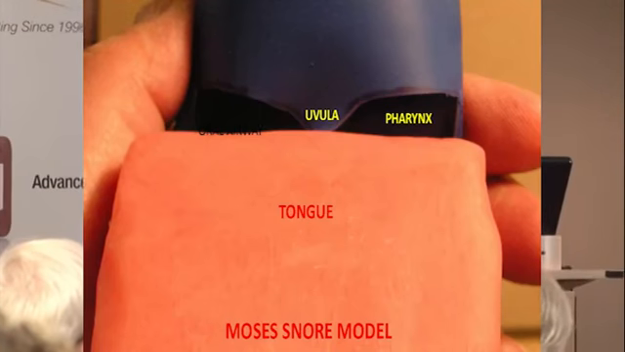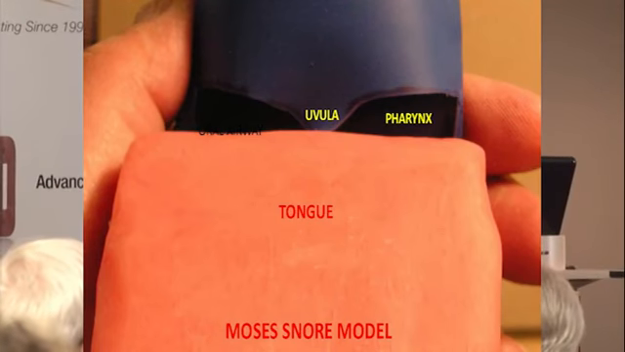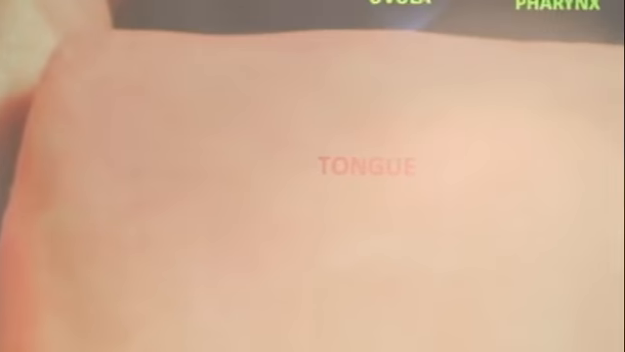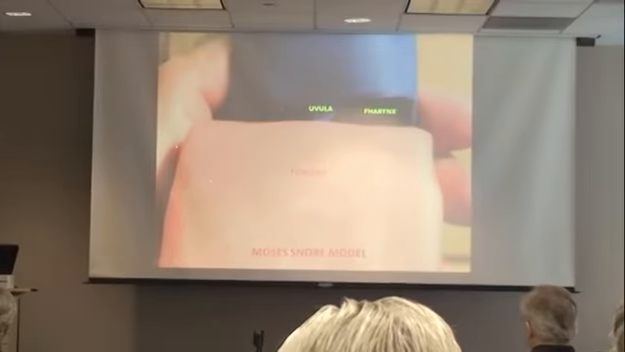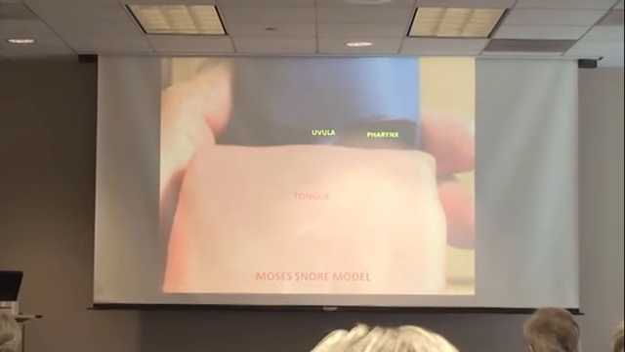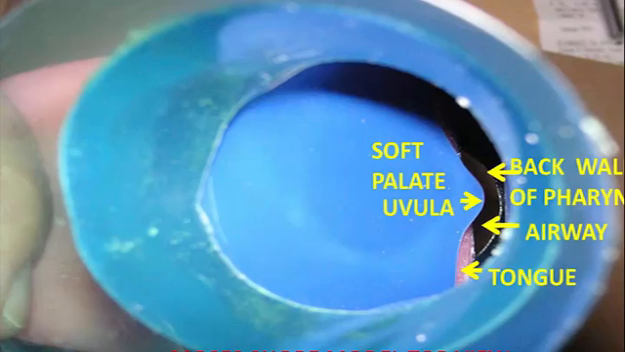So we have a tongue. This is the tongue. And then I've cut a hole so it looks like this is the uvula and this is the pharynx. See this whole area here, and here is the pharynx. And so I have a nasopharynx. I have an oropharynx behind the tongue. And this is the way I model a snore. Let's see what we can come up with. So here it is again, looking at it from the bottom. Here's the uvula, soft palate, here's the back wall of the pharynx, here's the airway right in here, and here's the tongue right here.